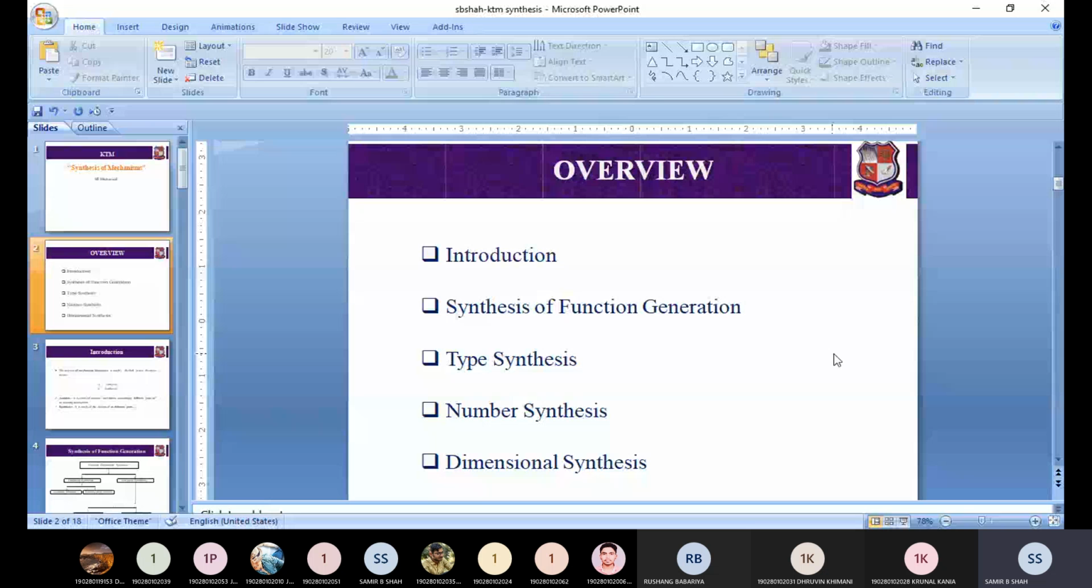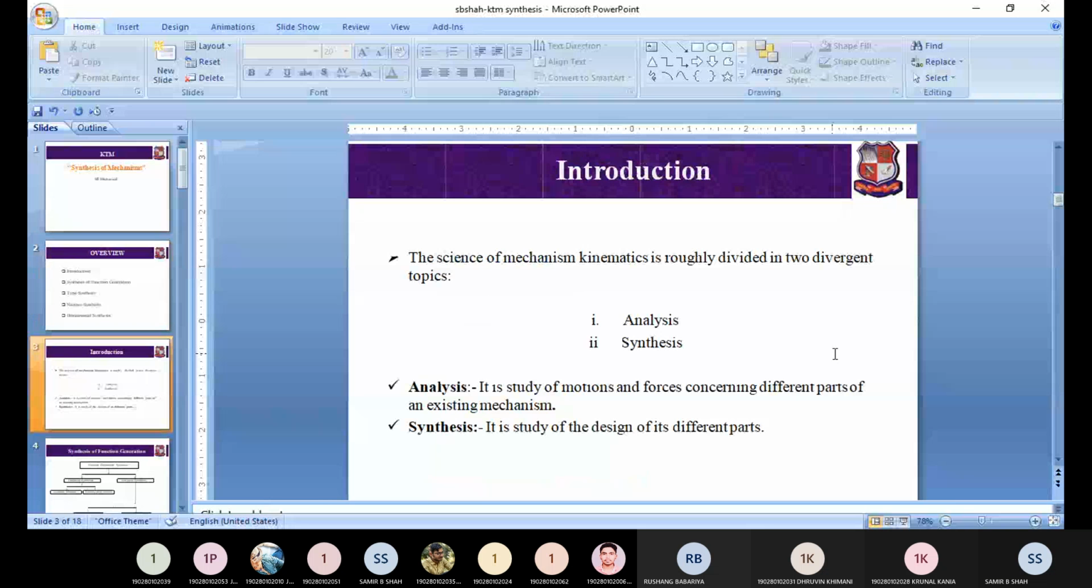Introduction, synthesis of function generation, type synthesis, number synthesis, and dimensional synthesis. One by one, start with the subject that we know very well. This is kinematics and theory of motion, where we discuss the motion of the links. And whenever we talk about motion of links, its analysis and synthesis is very important.